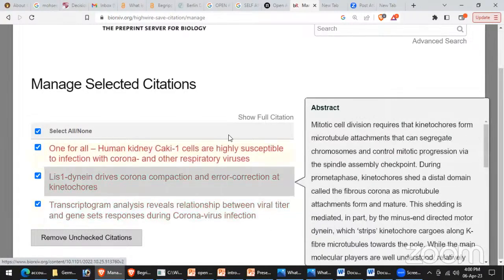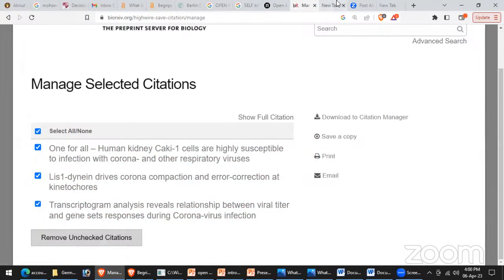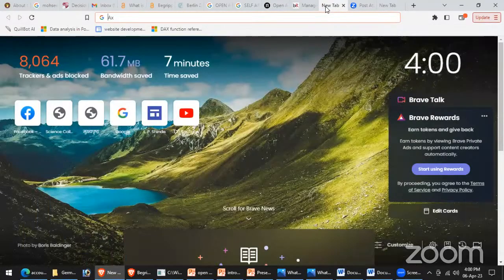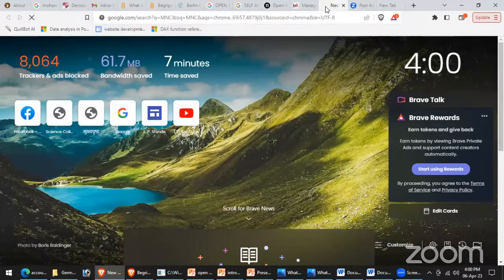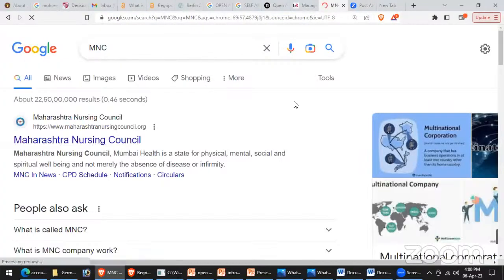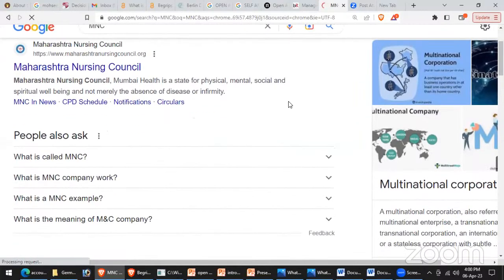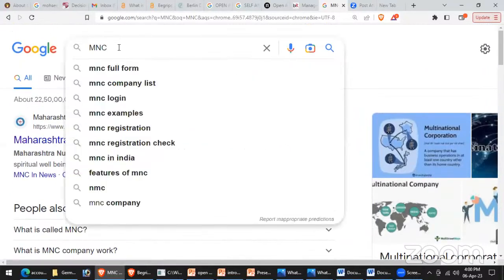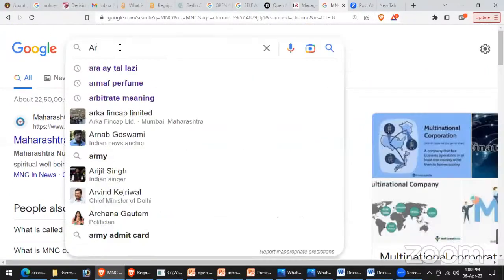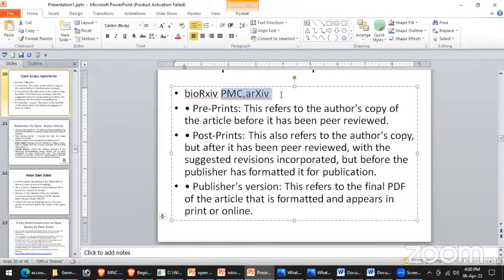नहीं ना? ये आपकी एक repository है और दूसरी repository another one is your NMC. Another one is the archive. We'll go for the archive. PMC, that is PMC.